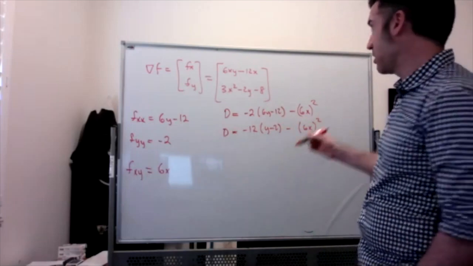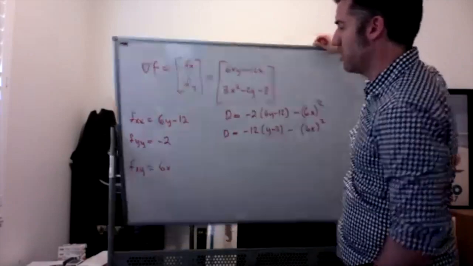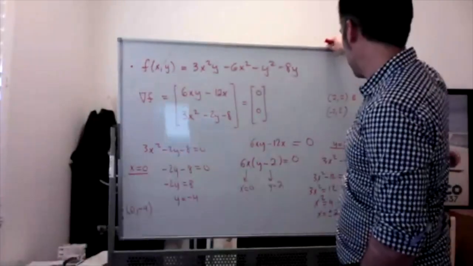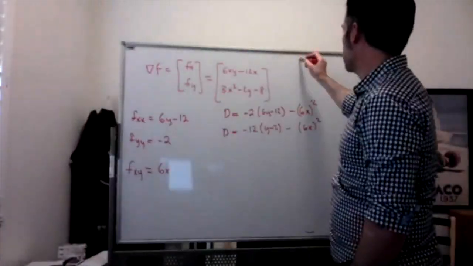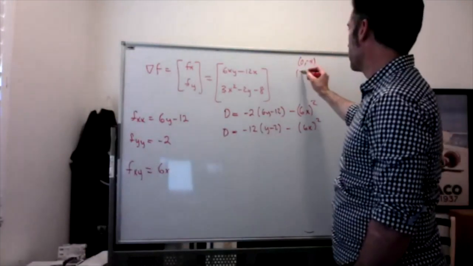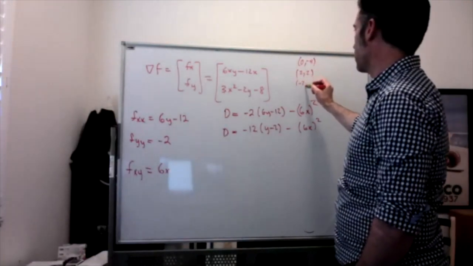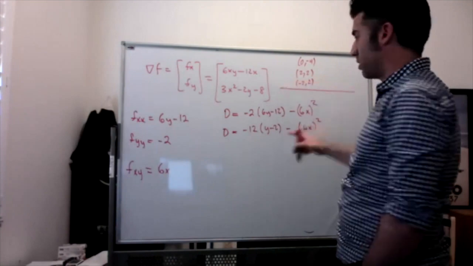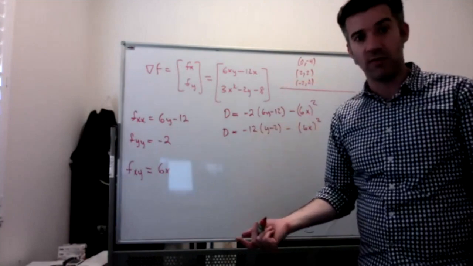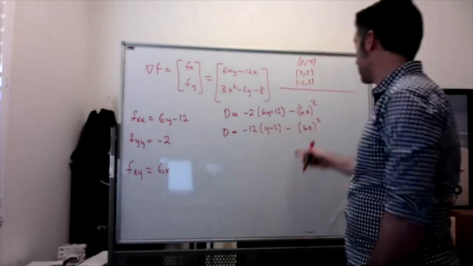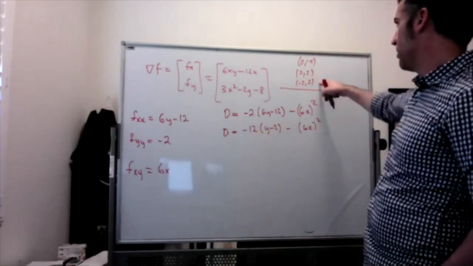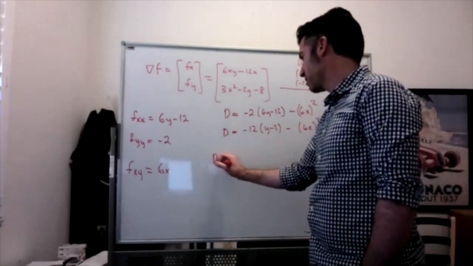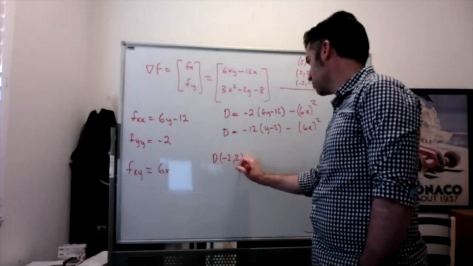And now we have to plug in our 3 critical points. What were they? 0, negative 4. So we got 0, negative 4, we've got 2, 2, and we've got negative 2, 2. Each of those has to get plugged into D, and then we have to determine if it's a min, max, or a saddle. So let's do the bottom first. So I plug in negative 2, 2.